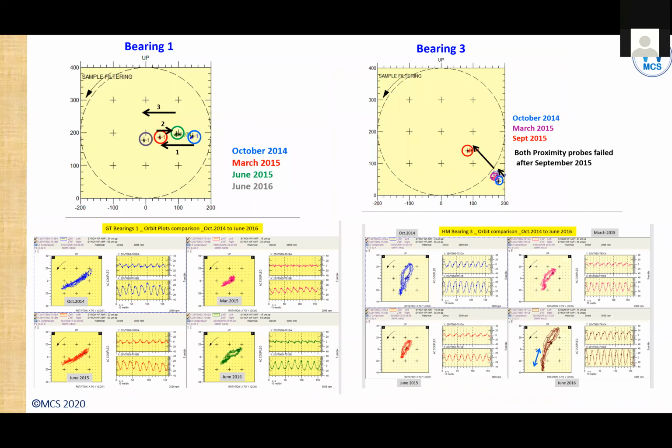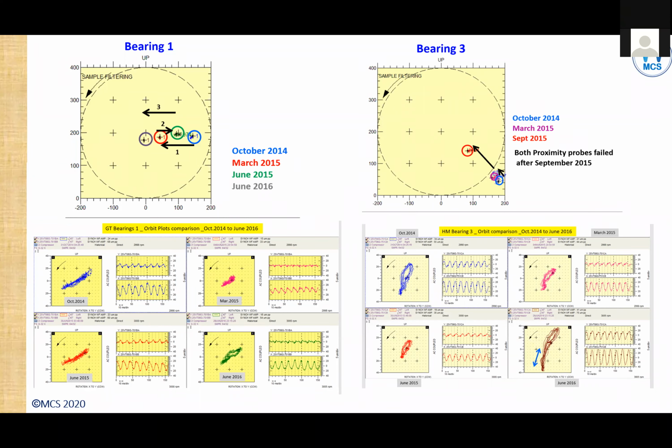This is again showing you some pictures about the orbit also. Bearing 1, the same one which you have seen at different conditions. So these are the orbits at different positions. And you can also see that the orbit sizes are slightly changing, and also the shape is slightly changing. In fact, it is showing a preloaded orbit here. And during the same period, bearing 3, GT bearing 3, is showing you different orbits, and here it is showing a very highly preloaded orbit.